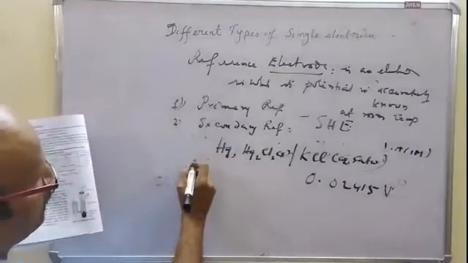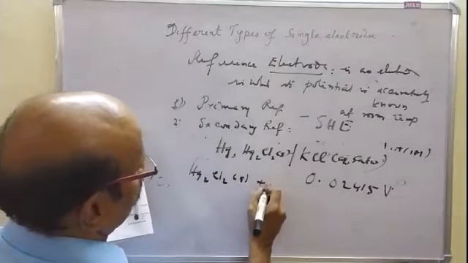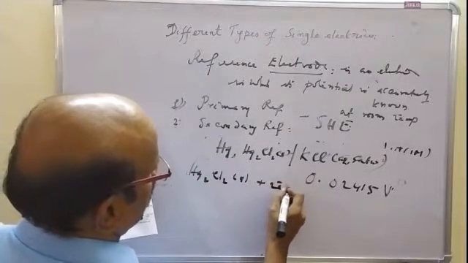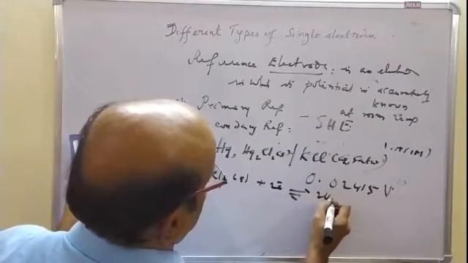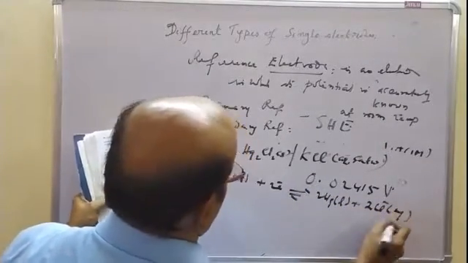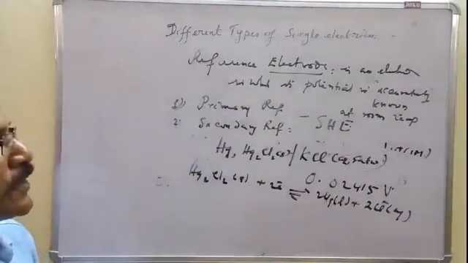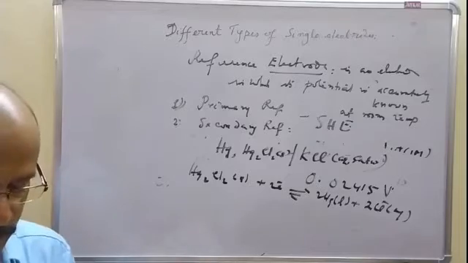And the electrode reaction I already mentioned: it is an electrode that is reversible with respect to the chloride ion. Hg2Cl2 plus 2 electrons giving 2 Hg liquid plus 2 Cl minus. So an electrode reversible with respect to the chloride ion is usually used as a secondary reference electrode.